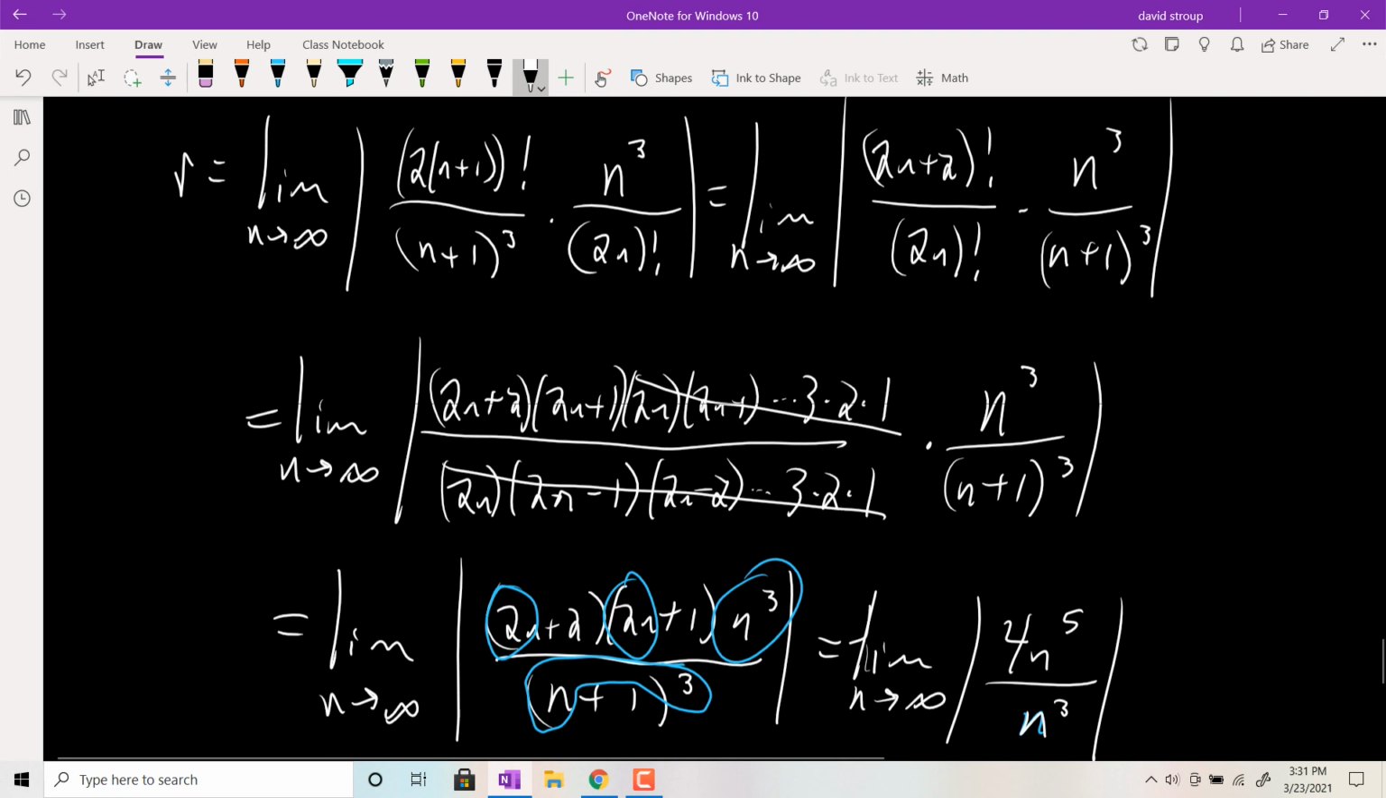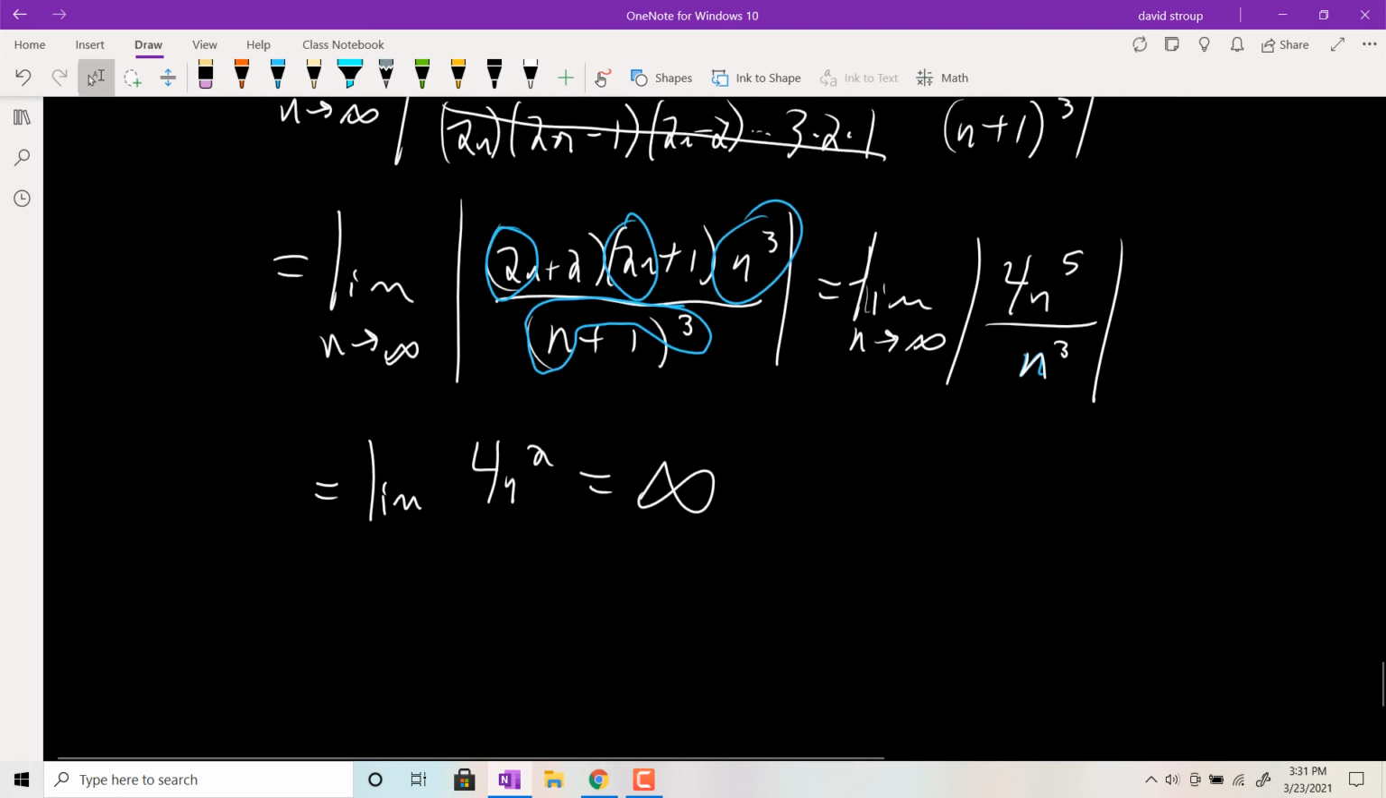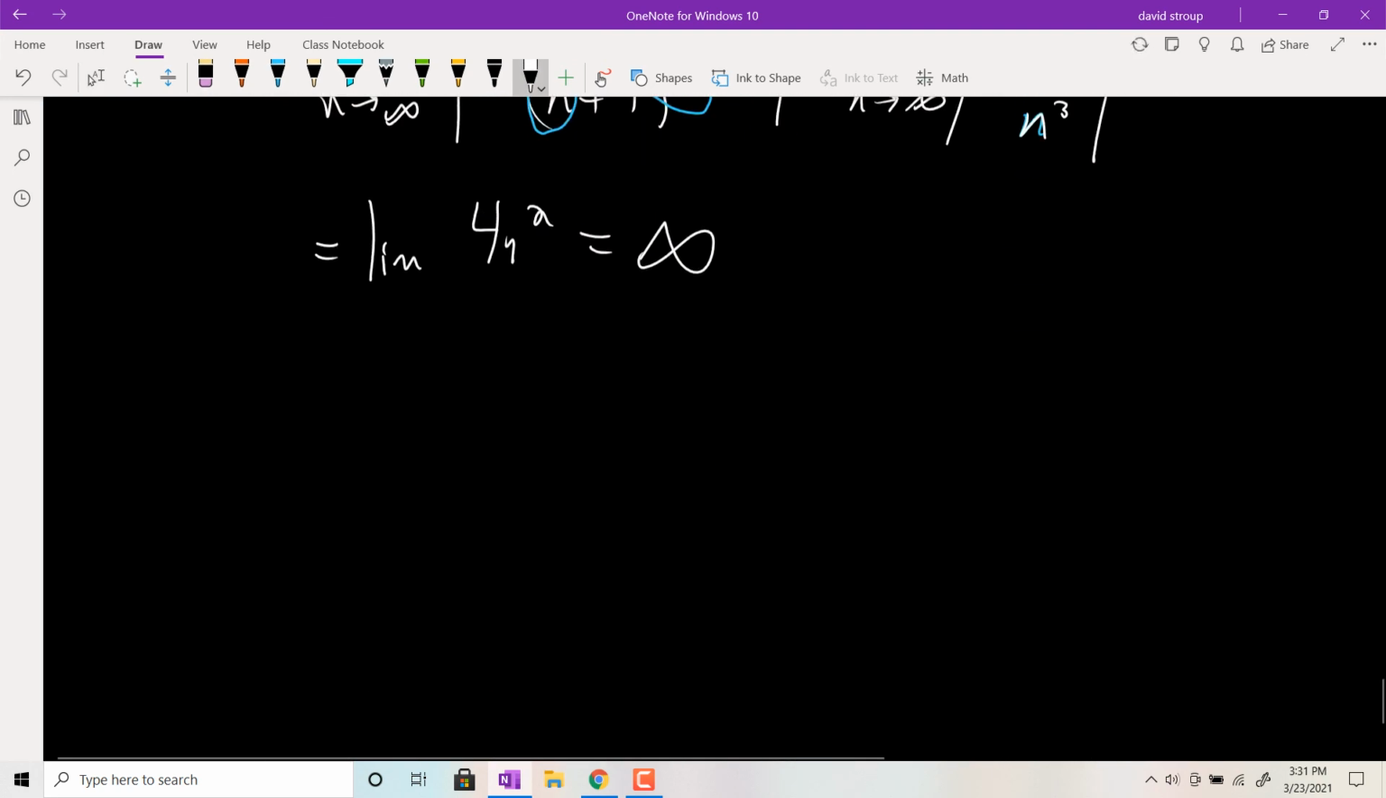So remember the criteria for the ratio test. If r is greater than 1 or equal to infinity, it's divergent. So hence in this case, r is greater than 1 or equal to infinity. So hence the series diverges here.